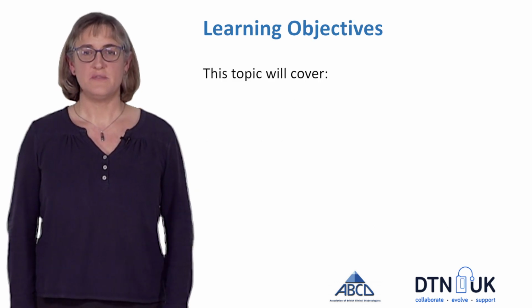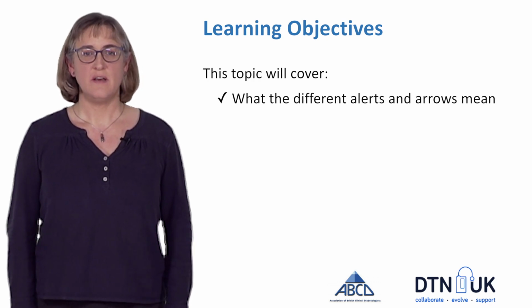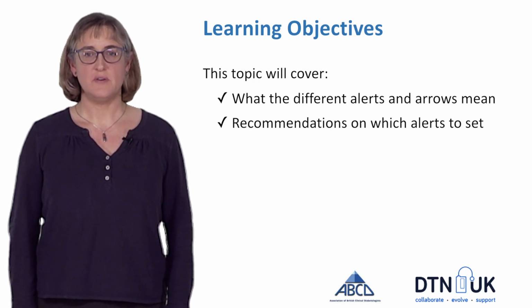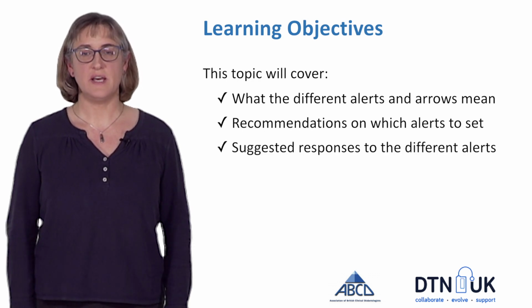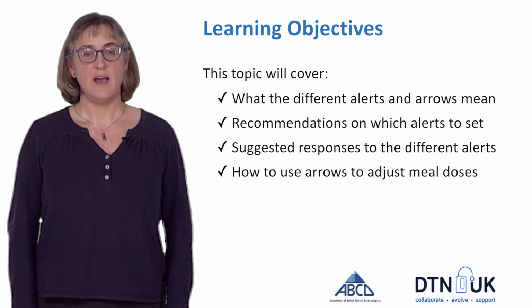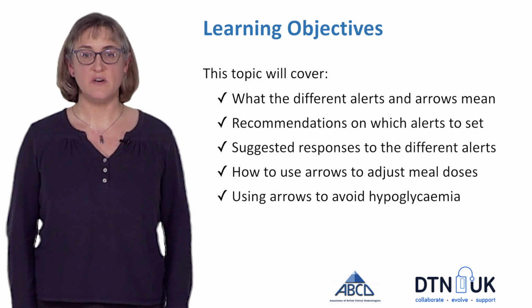So the objectives of this topic are to understand which real-time CGM alerts to set, how to respond to glucose above target, how to respond to predicted low glucose and low glucose alerts, how to use the arrows to adjust meal doses, and how to use the arrows when glucose is within target.